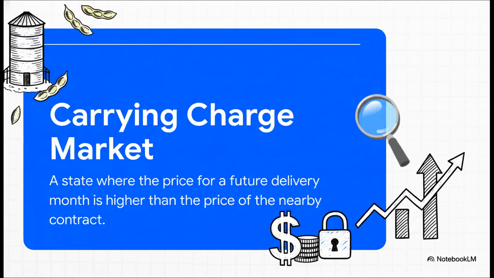And honestly, this is the normal state of affairs. It's what you're going to see most of the time. Just think about it logically. It costs money to store and insure a physical thing like soybeans or corn, right? So it makes perfect sense that a contract for delivery way out in the future would cost more than one for today. This is the market's default balance state.